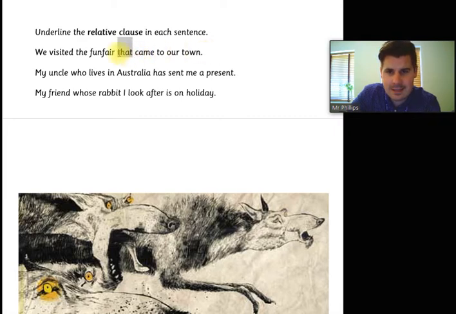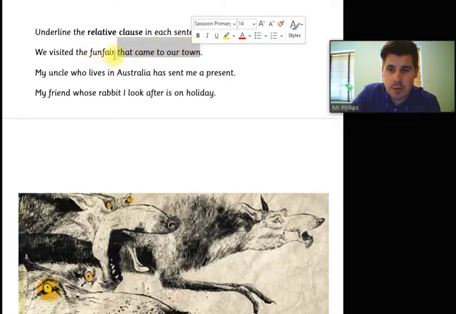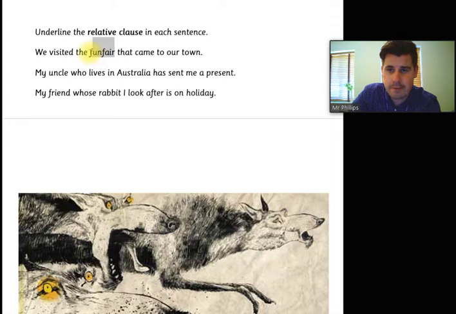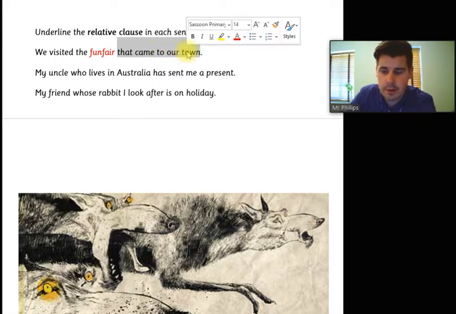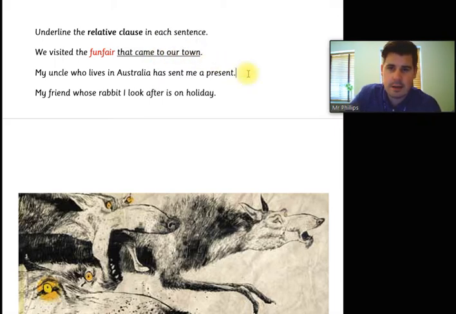Well, I recognise that that is a relative pronoun, which starts a relative clause. We visited the fun fair is the main clause, so the bit of the sentence that makes sense by itself. And that came to our town is the description of the fun fair. Okay, the fun fair is the noun. And that came to our town is describing which fun fair we're talking about. So the whole thing there is the relative clause. That came to our town is the relative clause. A bit like which came to our town. We visited the fun fair which came to our town. That would also work.